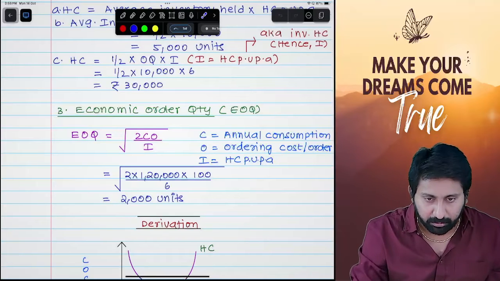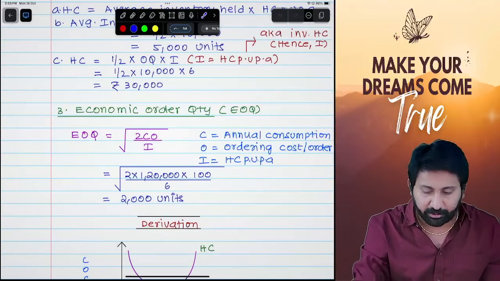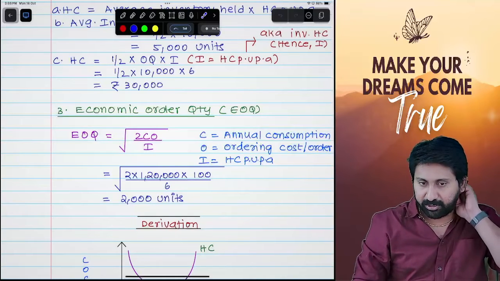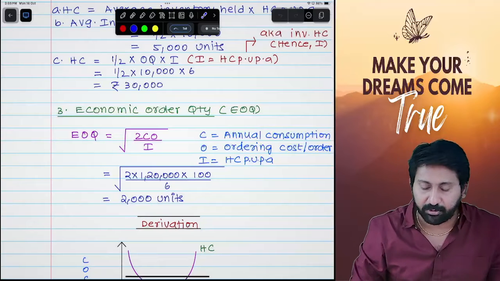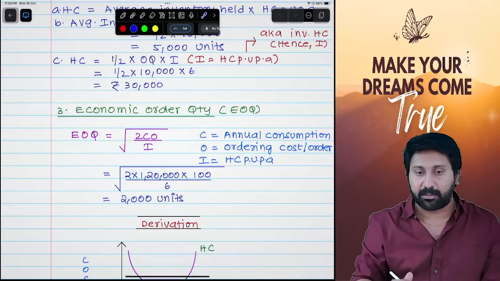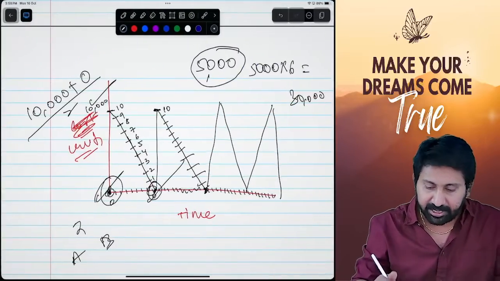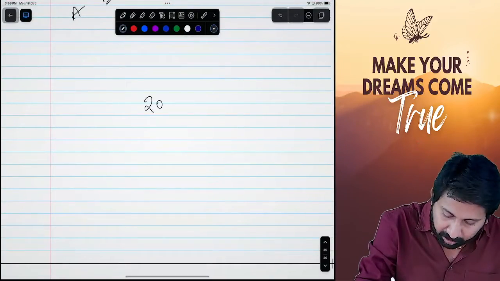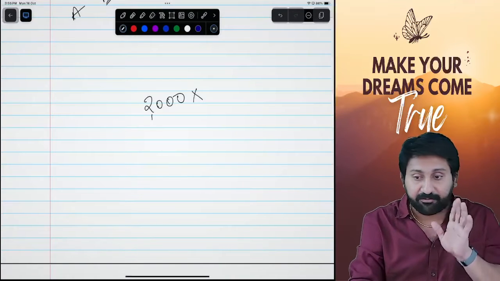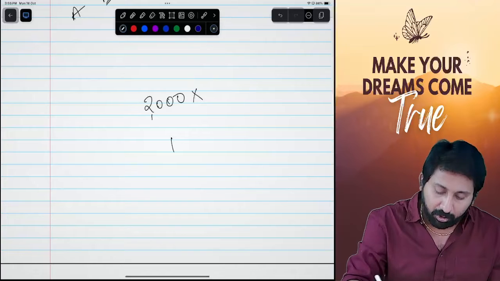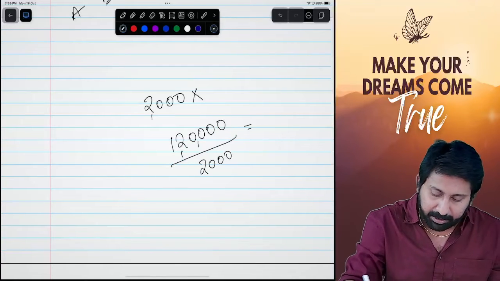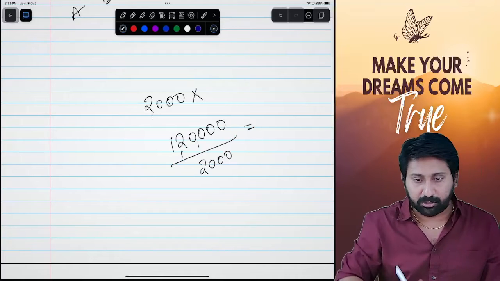So 2 into 1,20,000 total consumption into 100 divided by 6. How many units? Square root, 2,000 units it is. At 2,000 units, what is the advantage? You will have the lowest cost possible, the ordering cost and holding cost. Example, let us check. If you order 2,000 units in one order, how many orders in total? 1,20,000 divided by 2,000.